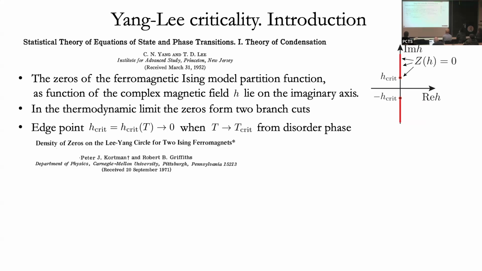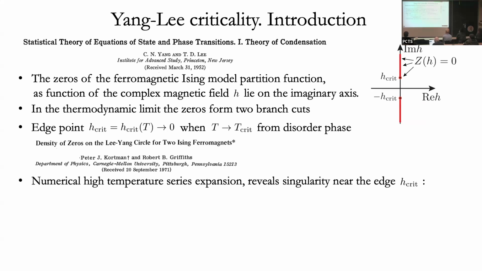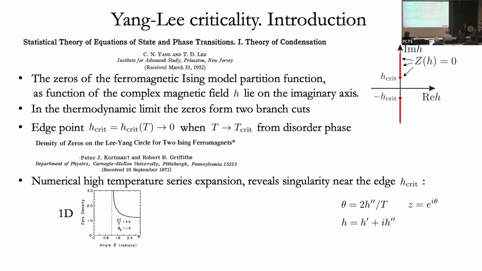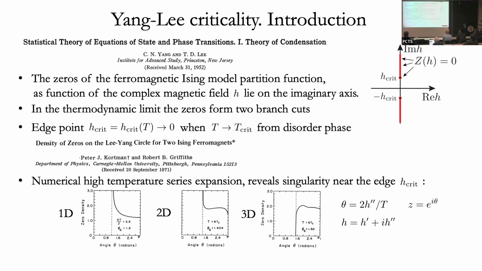And actually, almost 20 years later, Kortman and Griffiths looked for the density of the zeros near this critical point. And they did it numerically. They used high temperature series expansion, where I think they literally compute this partition function as a polynomial of e to the iH, and then just try to see what the zeros of this polynomial are. Well, we know they lie on the complex plane, but what is the density of the zeros? And they noticed that there's a scaling of the zeros. In 1D, you can solve exactly, but in 2D, they did this numerics. And they noticed that actually this density of the zeros near this critical point diverges.